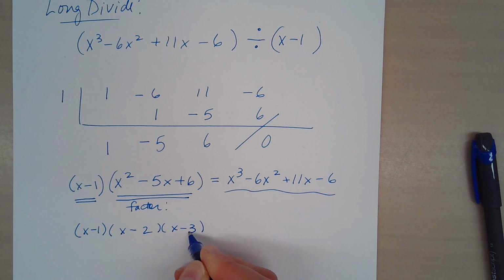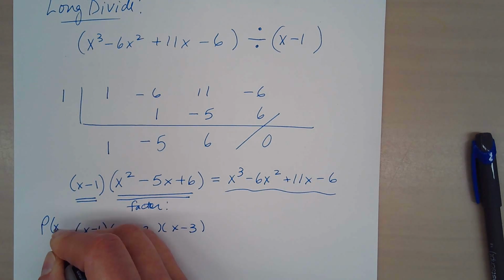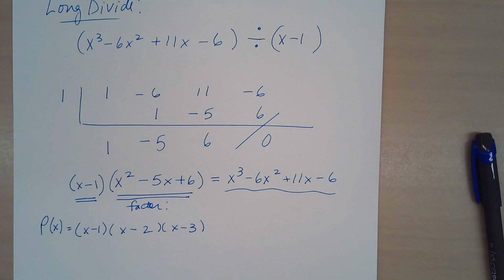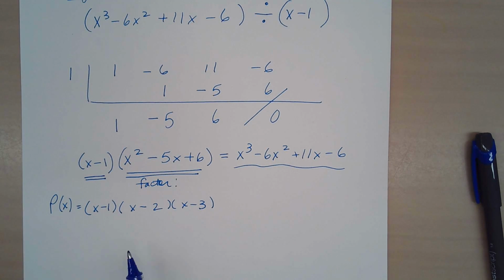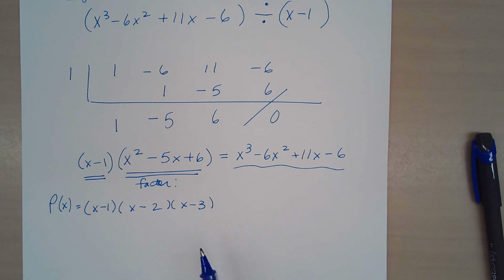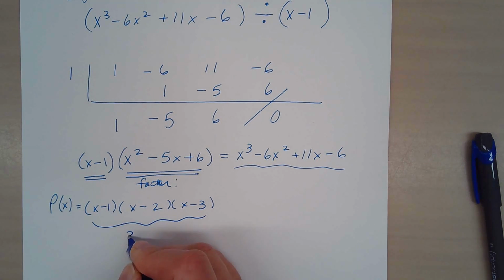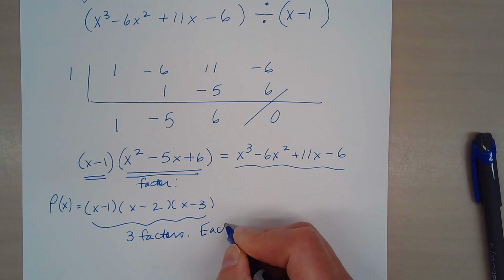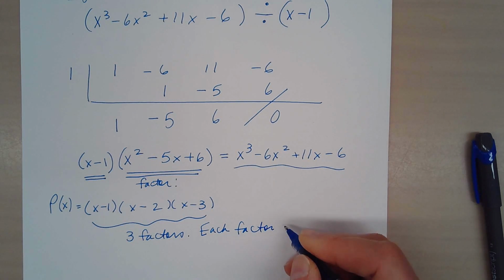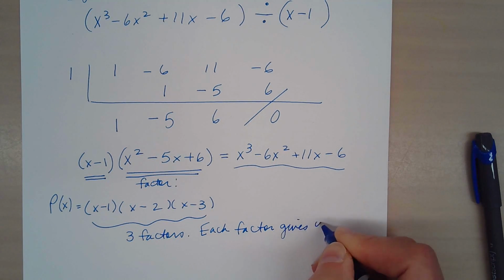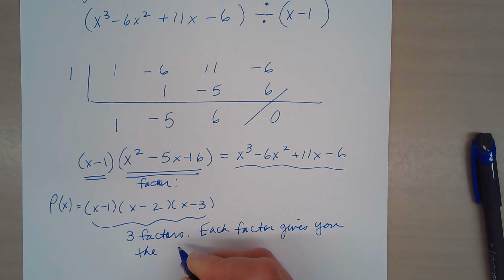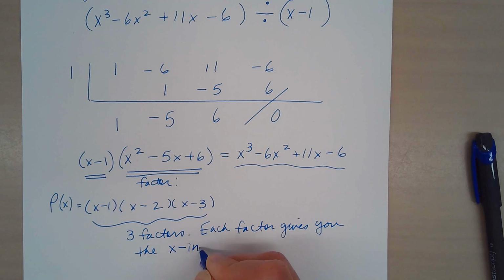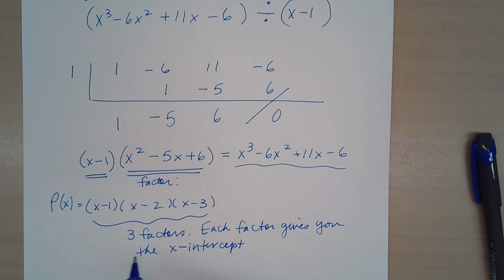Minus 2, minus 3. So my polynomial, instead of rewriting it, I'm just going to say my original polynomial ended up broken into three factors, x minus 1, x minus 2, x minus 3. We say these three factors, and each factor gives you the location of an x-intercept, right? That's what the roots of an equation are. When we replace this with 0 and solve for x, we're finding the x-intercepts, right? We're replacing the y with 0.